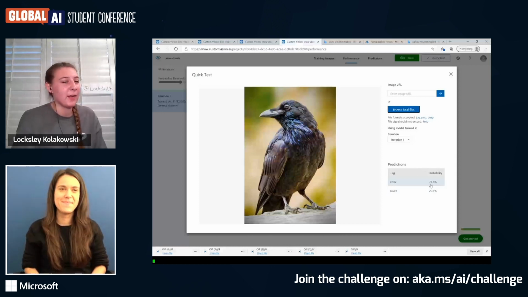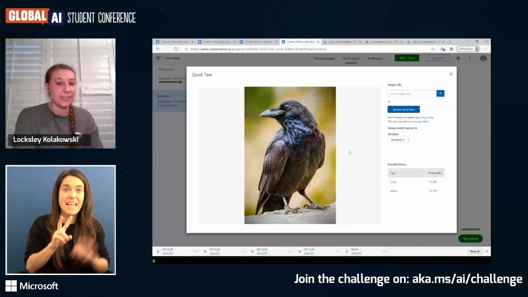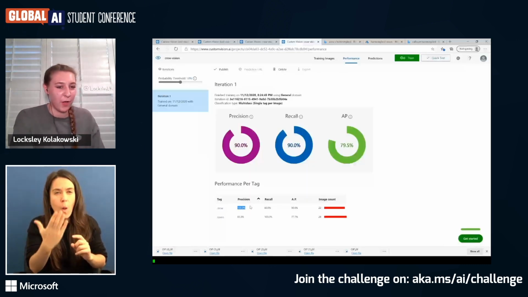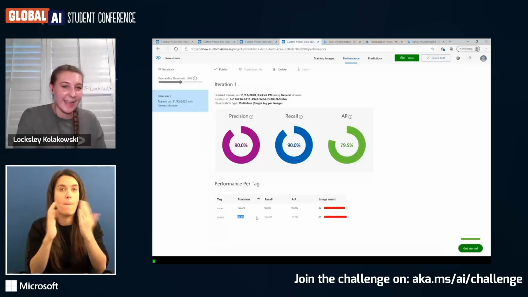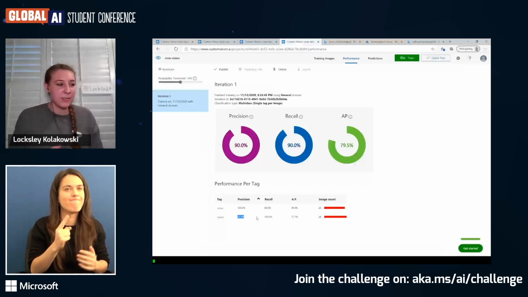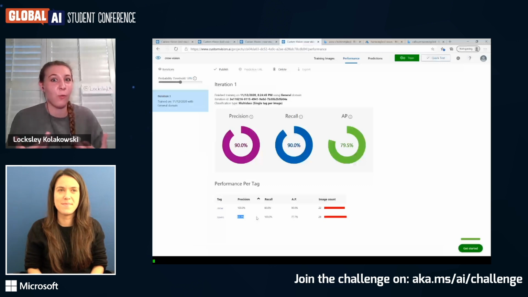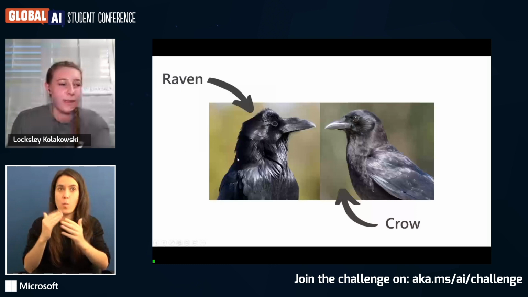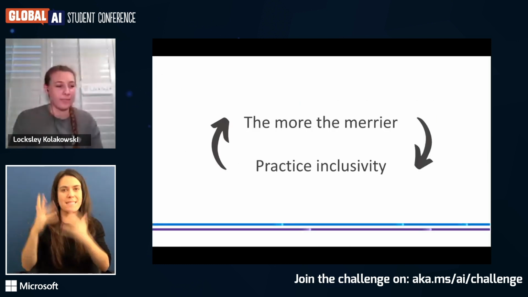And now this one is our first kind of mistake we've come across in our custom vision model. It's coming back as 77.8% certain that it is a crow. And when I look at this closer, we can see that our precision for the crow is 100%, but comparatively our precision with the raven is only 83.3%. So we should probably add more data to improve the quality of this model, which ultimately comes back to our point of the importance of having more data and practicing inclusivity.